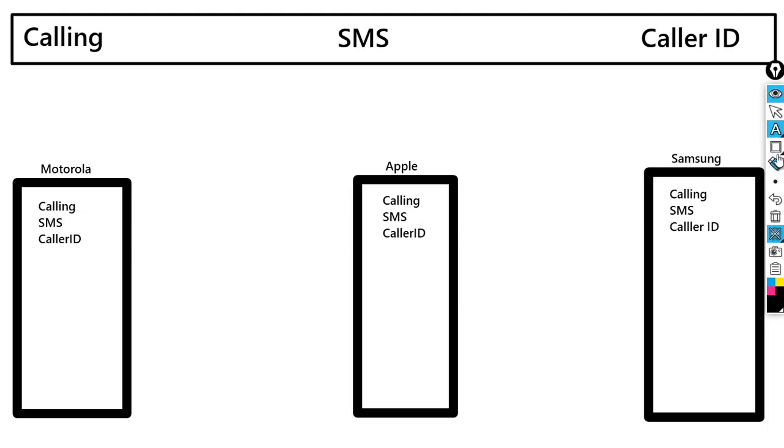Now, with the help of an interface, we can tell these companies that this is the thing that needs to be specified, and this, and this, anyhow. They can have their own set of features as well, but again there should be some basic features that should be provided, that is calling, SMS and caller ID.